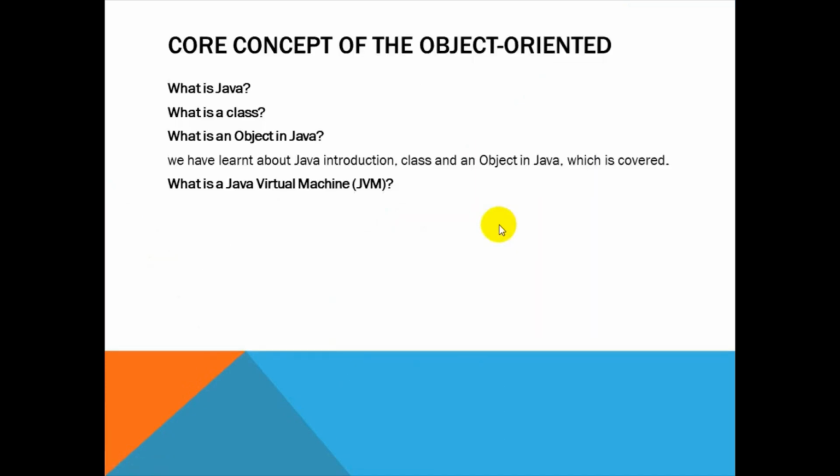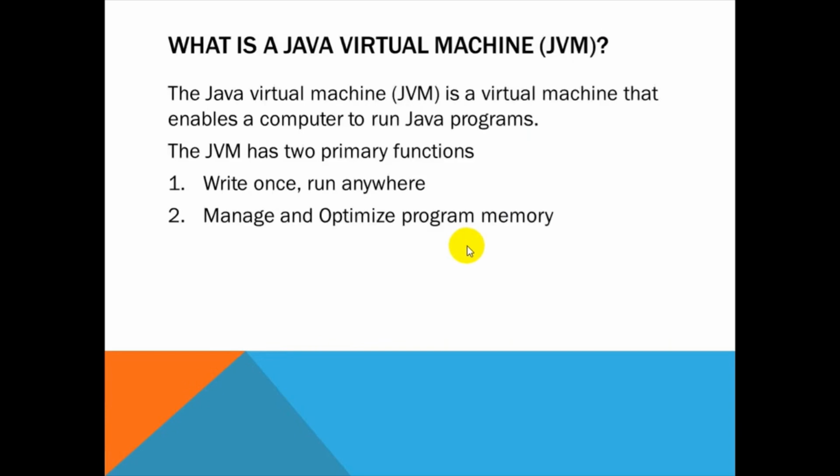We have learned about Java introduction, class and an object in Java, which is covered in my previous classes. The Java Virtual Machine is a virtual machine that enables a computer to run Java programs. The JVM has two primary functions: to allow Java programs to run on any device or operating system, which is also known as the write once, run anywhere principle, and to manage and optimize program memory.